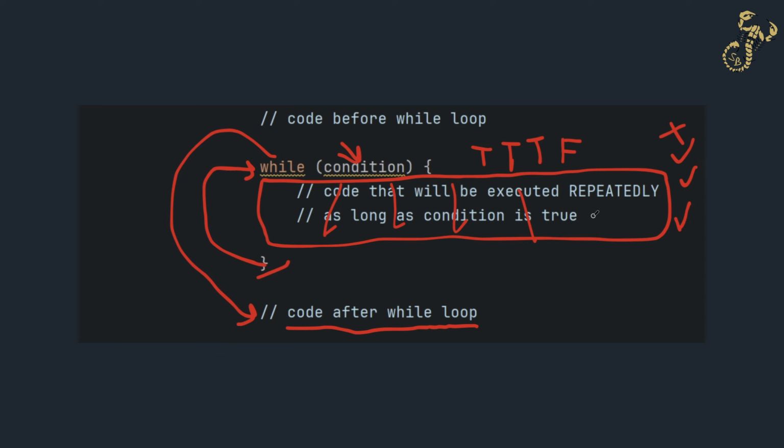So now, what is an infinite loop? An infinite loop is basically a loop that gets stuck right here. Basically, the code inside the while block gets executed forever. And as a consequence, the code after the while block will never get reached. An infinite loop basically happens when the condition is true forever.